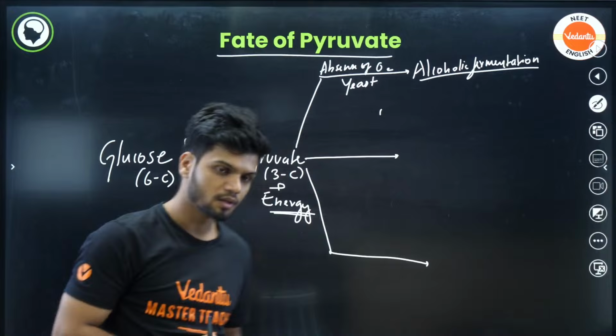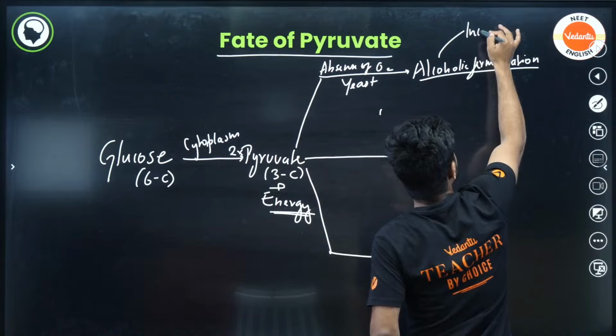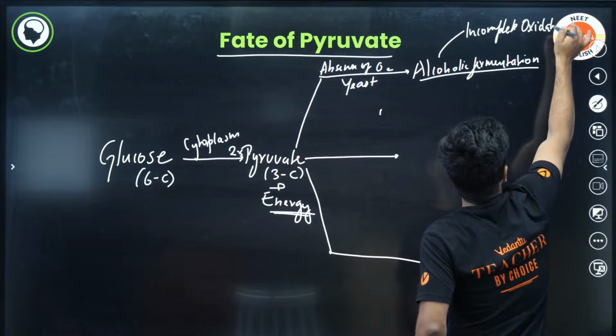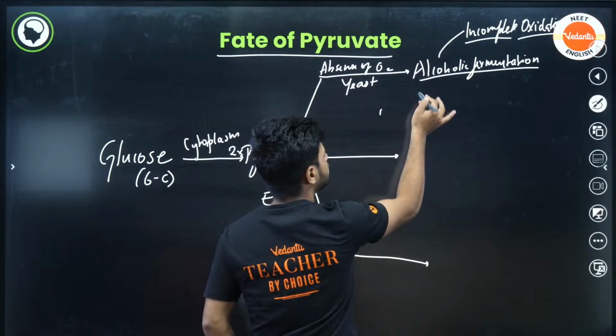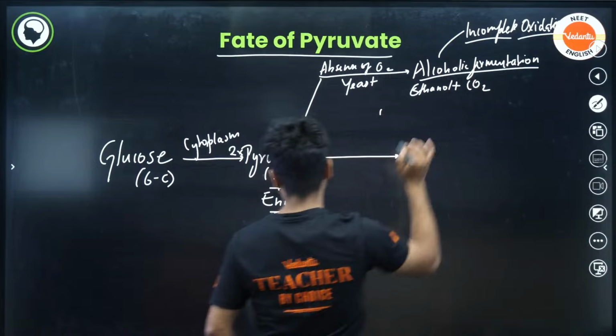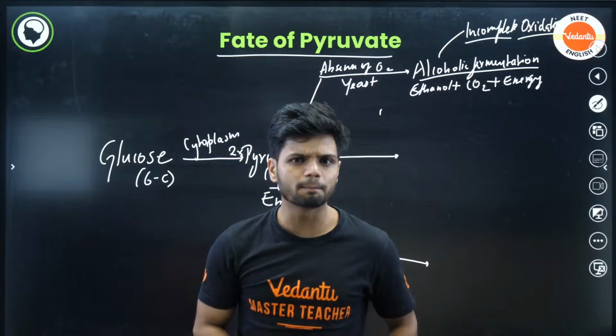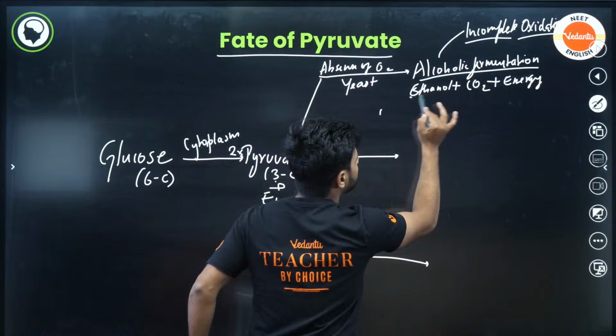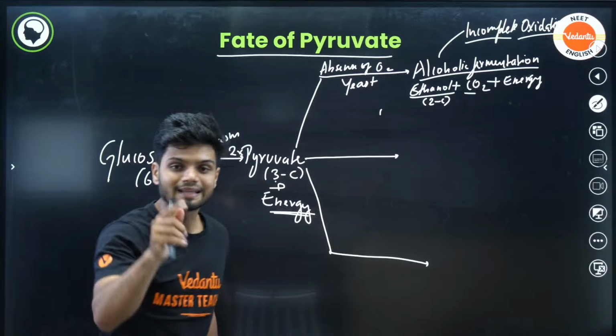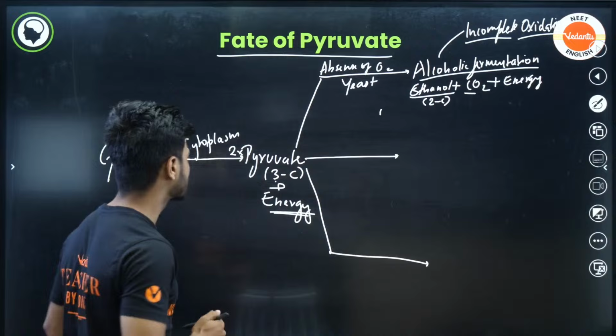In alcoholic fermentation, remember students, it is an incomplete oxidation. Why is it called incomplete oxidation? Because in alcoholic fermentation, we get ethanol, and CO2 is released. Along with CO2, we also get energy. Why is it incomplete? Because this particular molecule is 3 carbon, and ethanol is 2 carbon. Only 1 carbon is being released. That is why this is called incomplete oxidation.